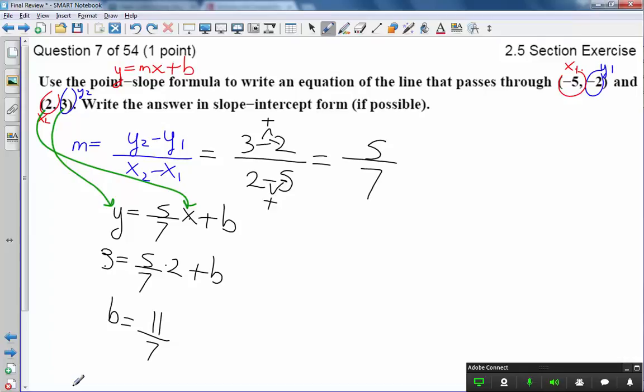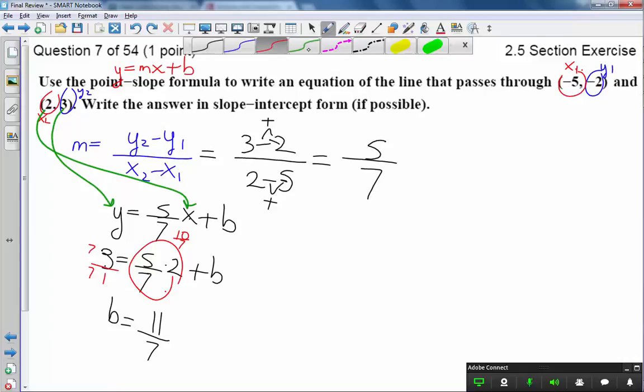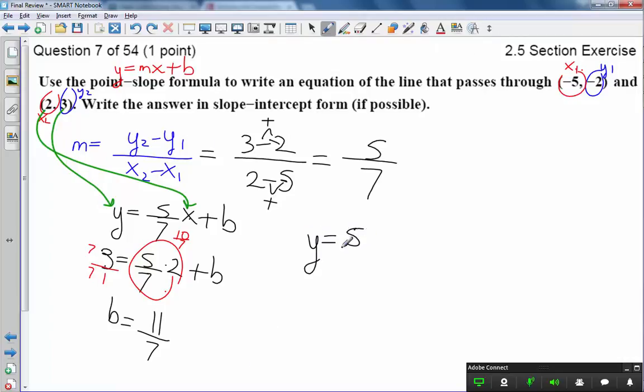Agree? This is 10 over 7. When I set the common denominator with 7s here, 21 take away 10 is 11 over 7. You don't have to use decimals. If you use them, it may say wrong, because it's a never-ending number. So 11 over 7 is fine, but you need to write your final answer in slope-intercept form. We first found m, now you found b.